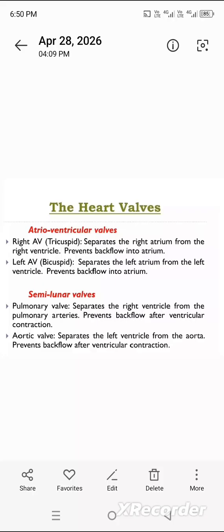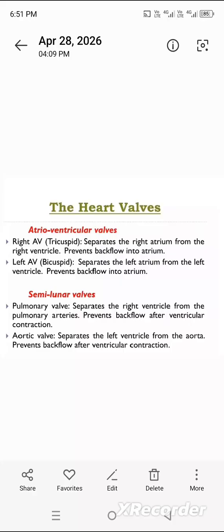So next we can see the heart valves. Heart valves are atrioventricular valves and semilunar valves. The right atrioventricular valve is called the tricuspid valve, and the left atrioventricular valve is called the bicuspid valve. The right atrioventricular valve separates the right atrium from the right ventricle and prevents backflow into the atrium, that is, regurgitation of blood into the atrium. The left atrioventricular valve is called the bicuspid valve. This separates the left atrium from the left ventricle and prevents backflow into the atrium.